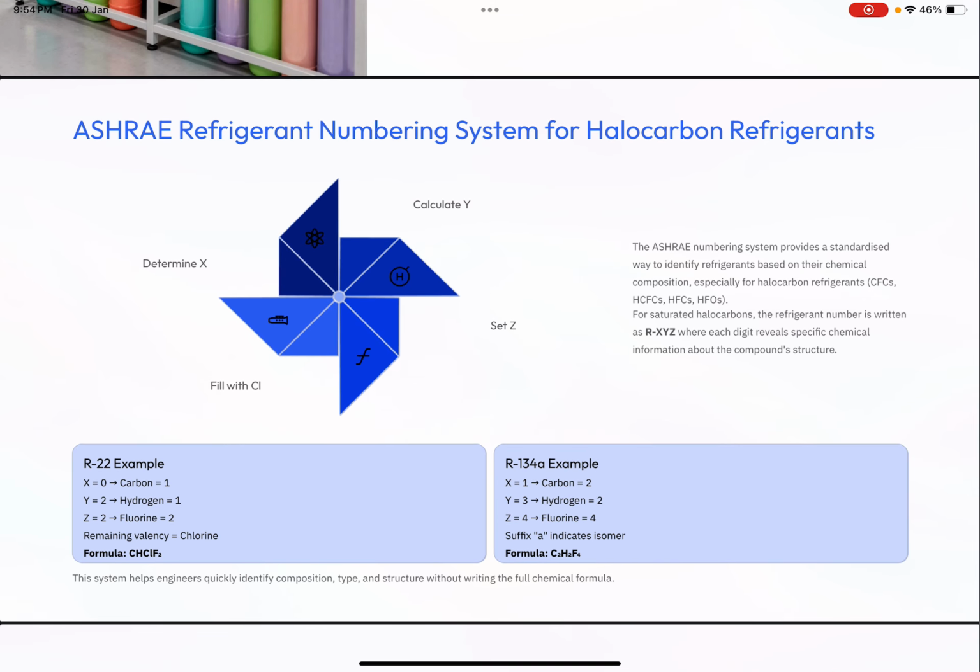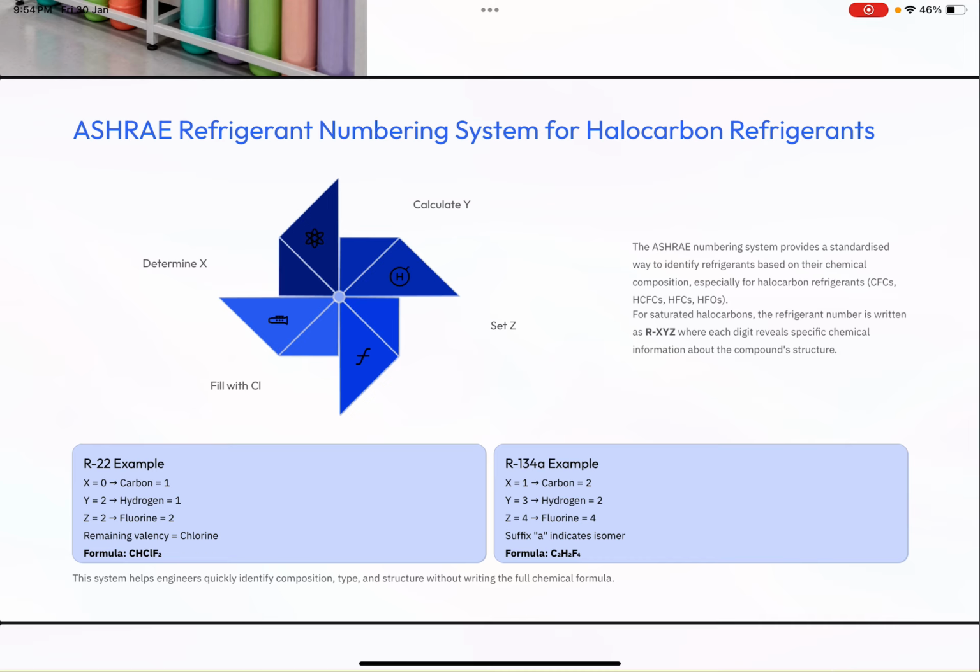We'll first talk about the naming of halocarbon refrigerants. Now, what do we mean by halocarbon refrigerants? Halocarbon refrigerants are the refrigerants which are obtained from hydrocarbons by replacing one or more hydrogen atoms with a halogen. And you know that halogen means elements like chlorine and fluorine.